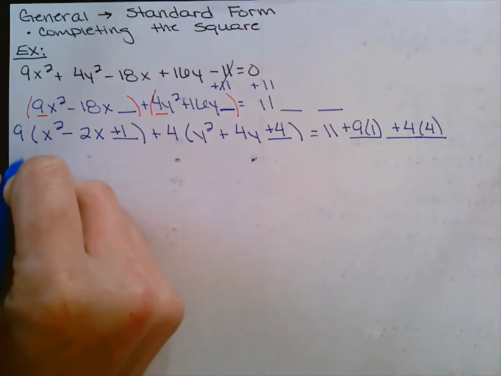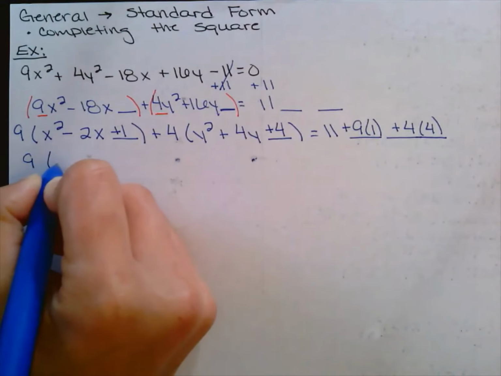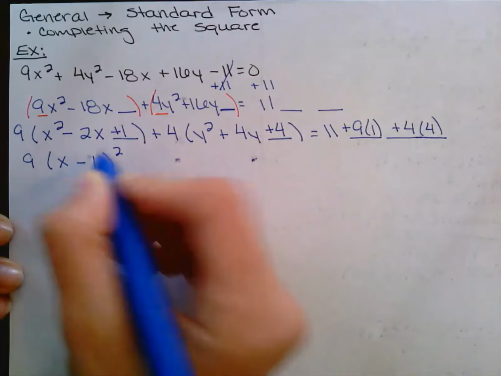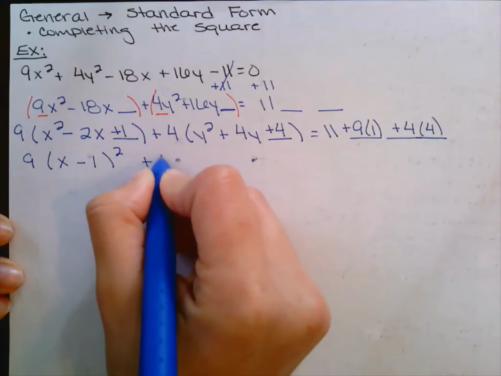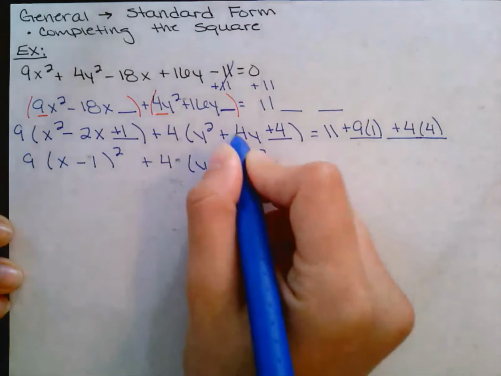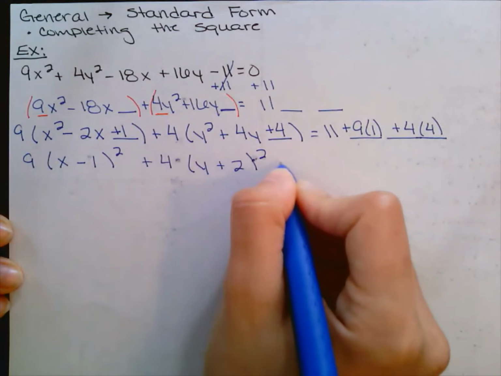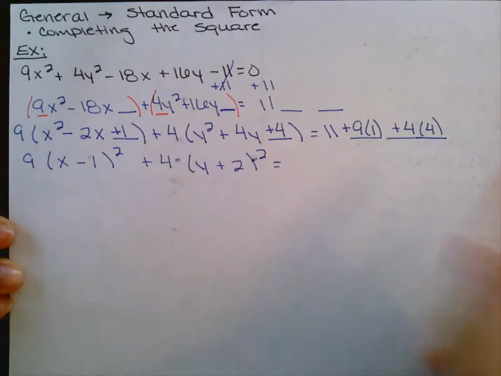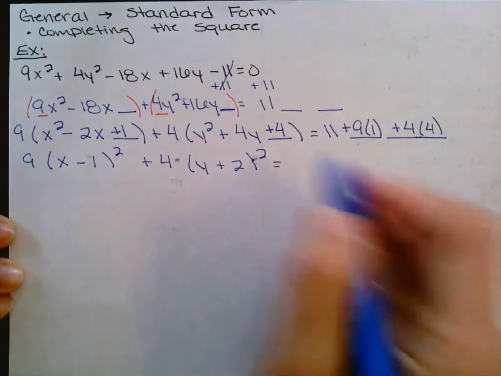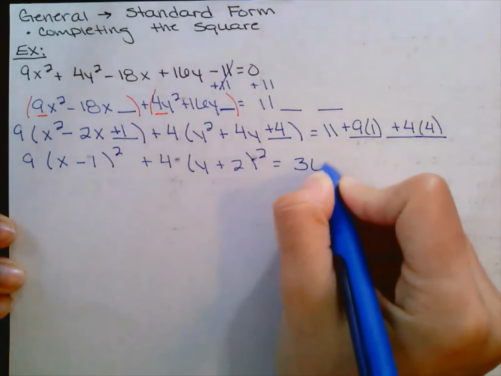I know here I'm going to leave that 9. This becomes x. Put the squared on the outside. Half of the middle term is minus 1. Bring down the plus 4. Put my y, put my square on the outside. Half of the middle term would be plus 2. And now I clean this right side, so I have 11 plus 9 plus 16, and this gives me 36.